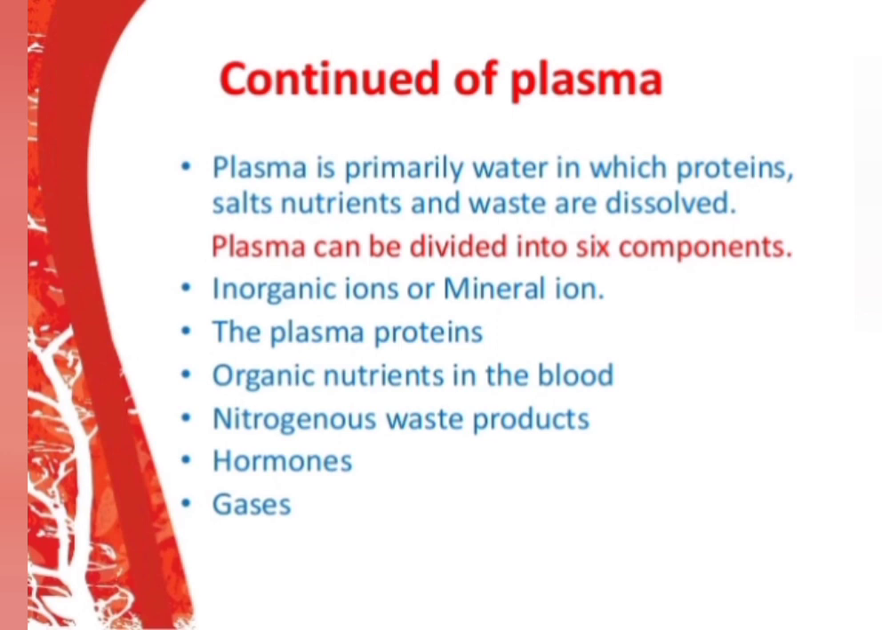Plasma can be divided into 6 components. These components are inorganic ions, plasma proteins, organic nutrients, nitrogenous waste, hormones, and gases. Besides the water, these components are present in plasma in very trace amounts, because the maximum amount of the plasma is water.